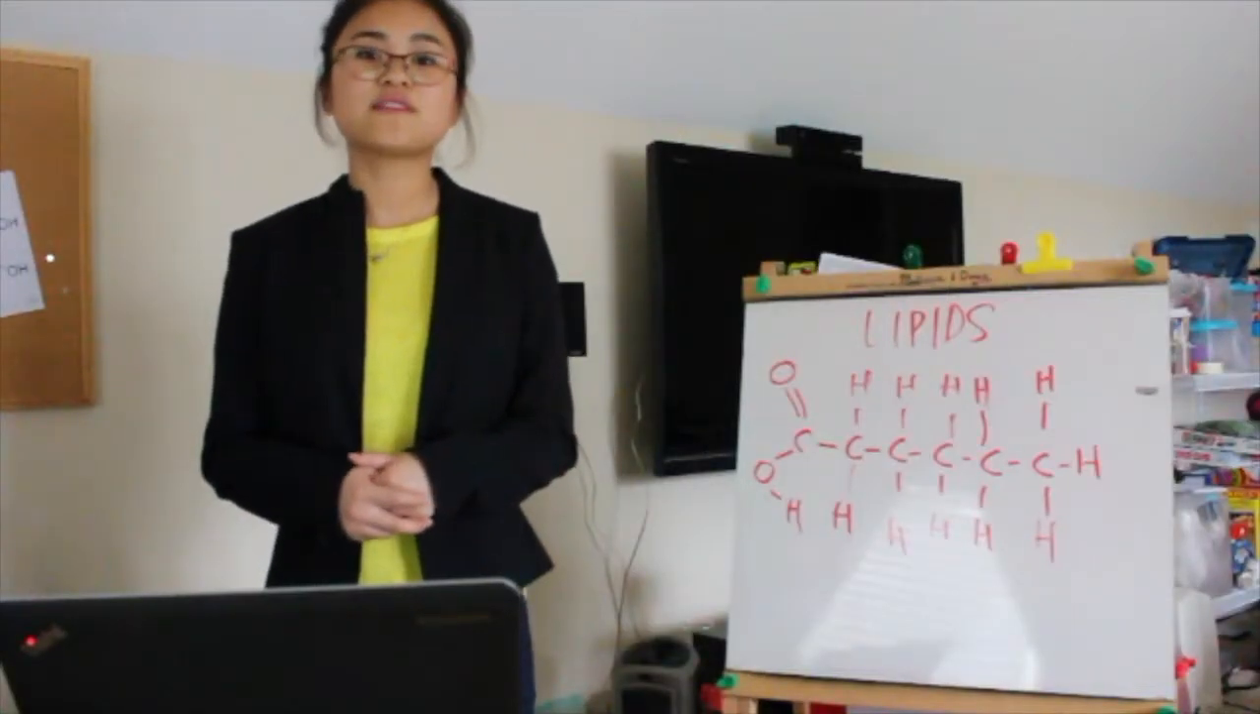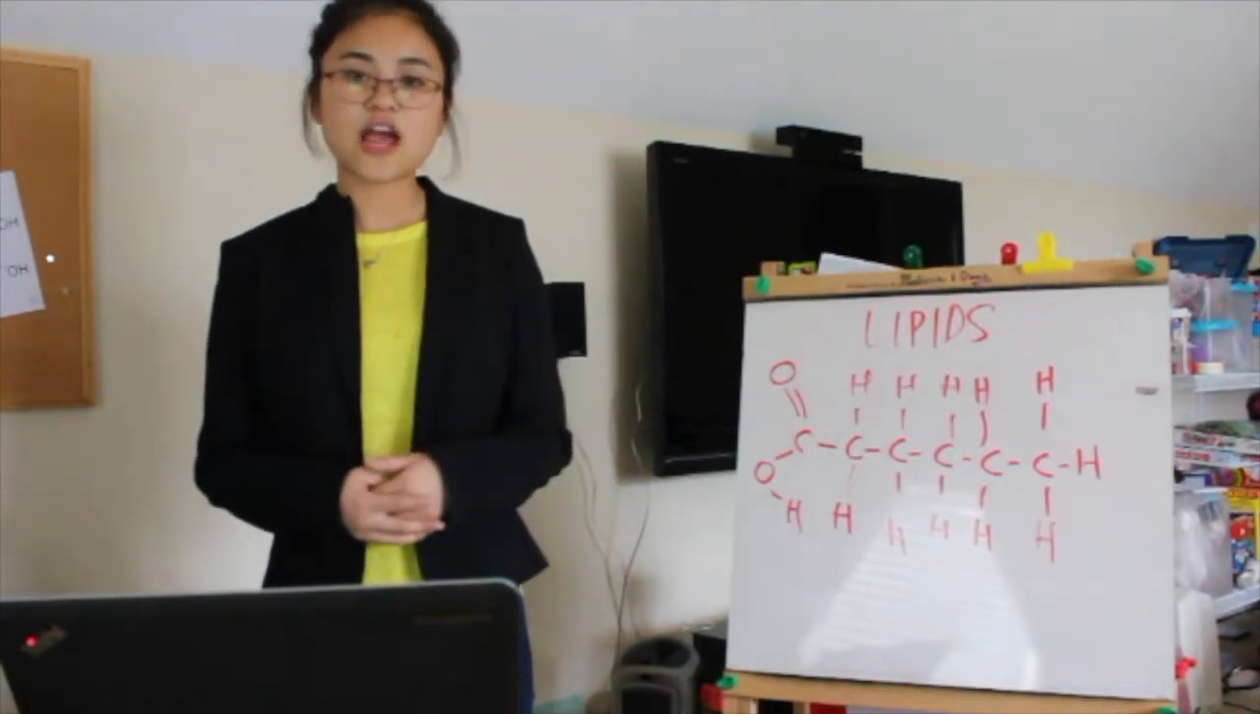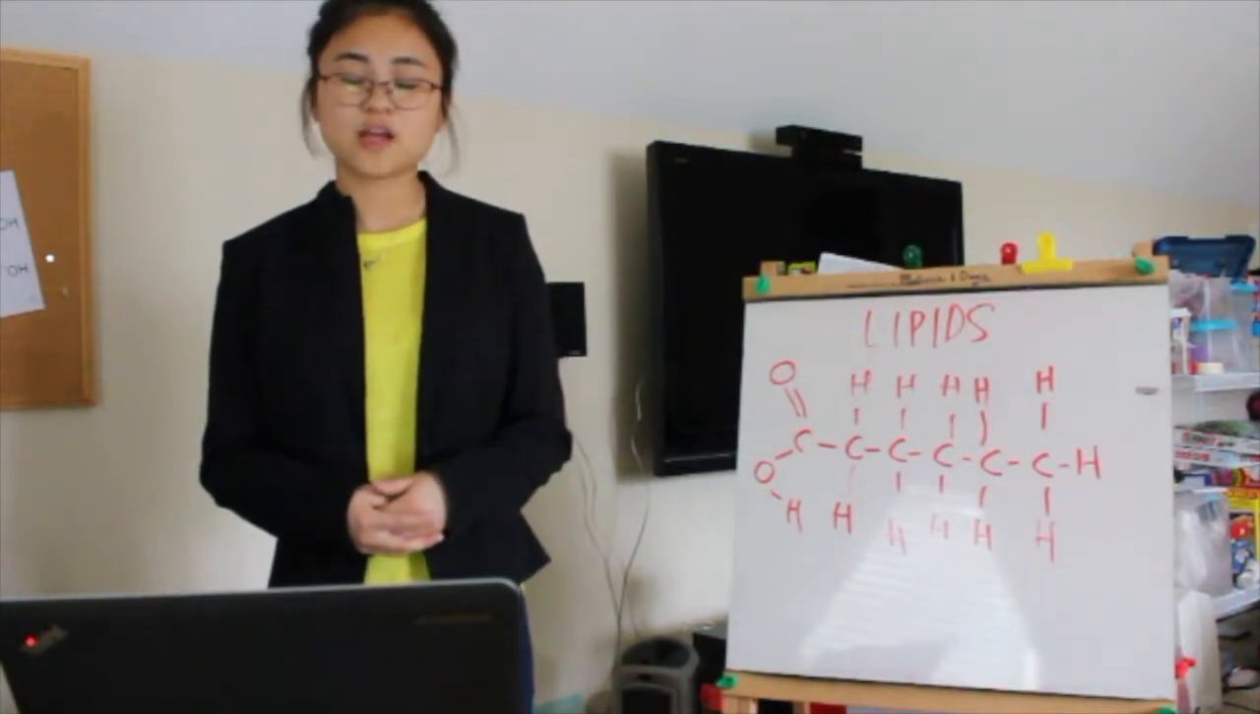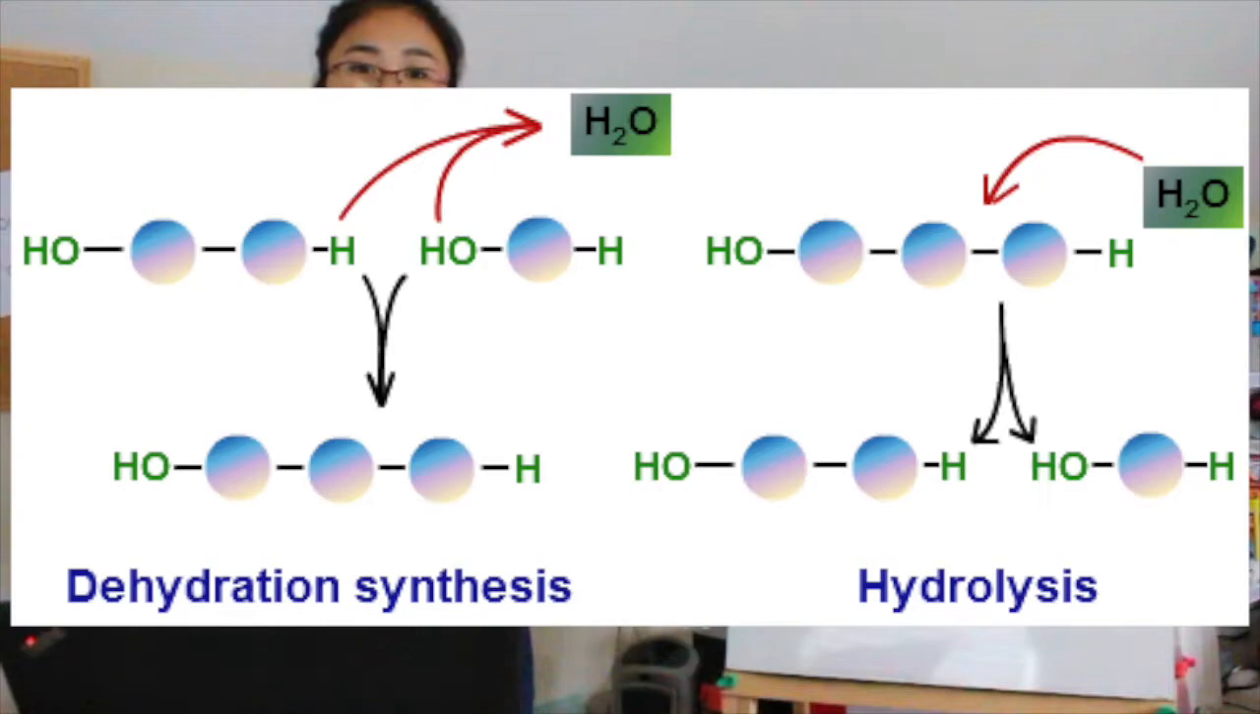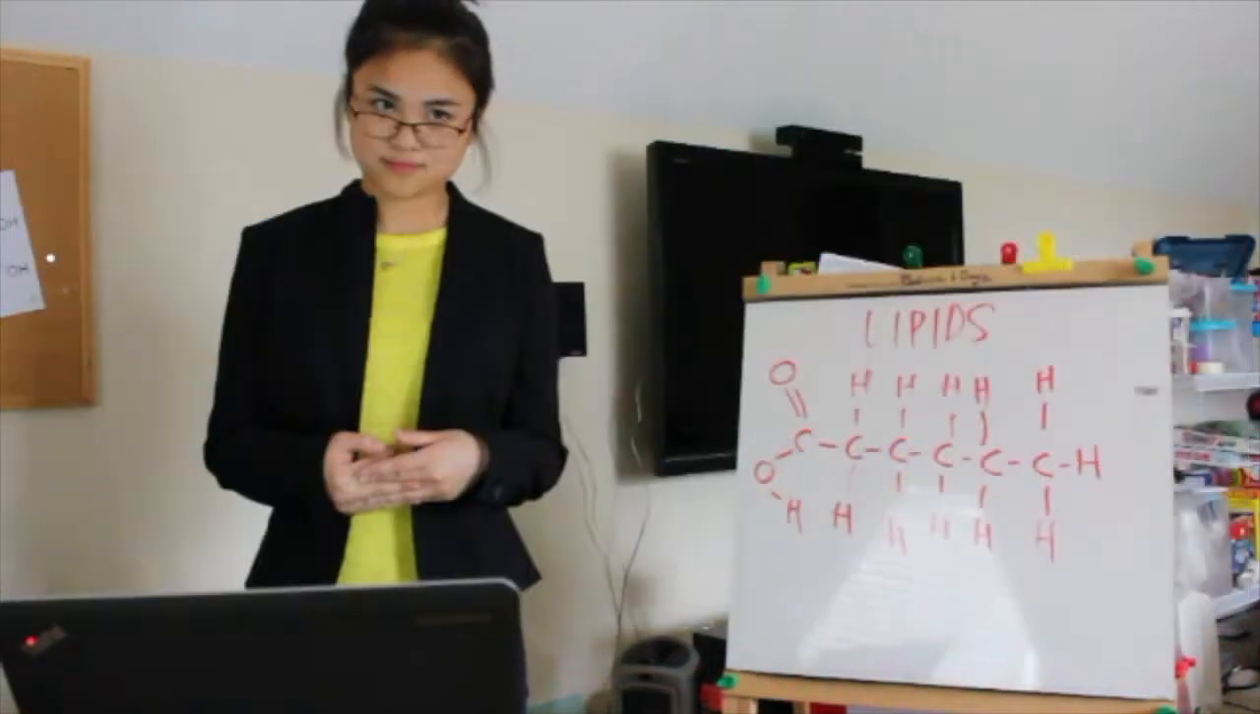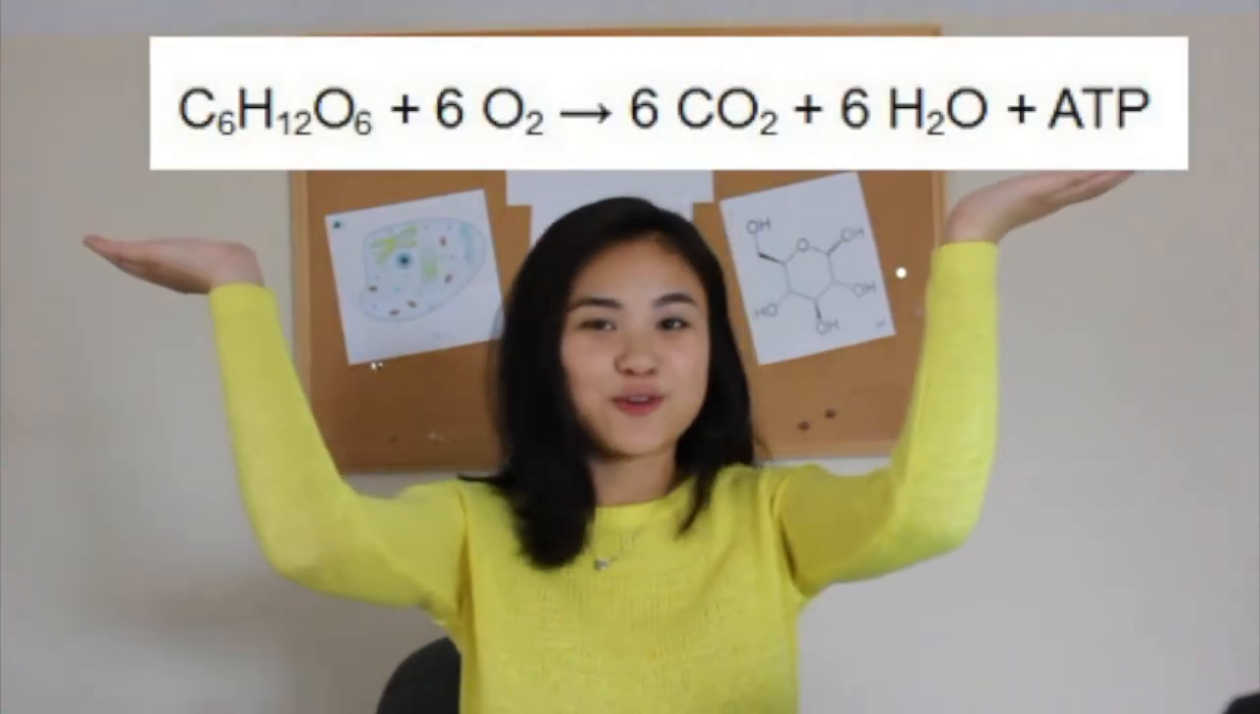Polymers consist of simpler units, monomers, and they're held together by covalent bonds. We can break them down using hydrolysis or put them back together through dehydration synthesis. Thanks, Life Bubble. Consider this equation.